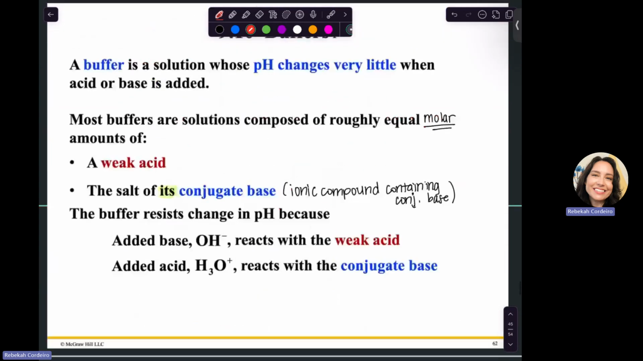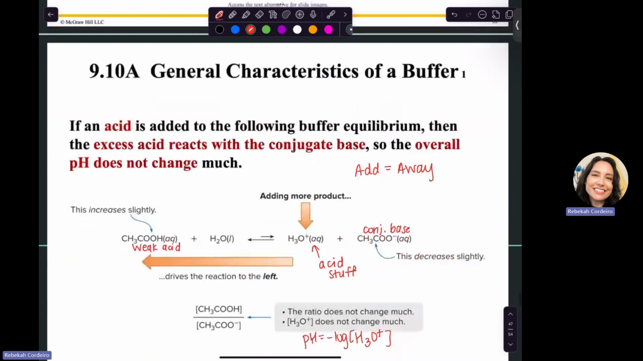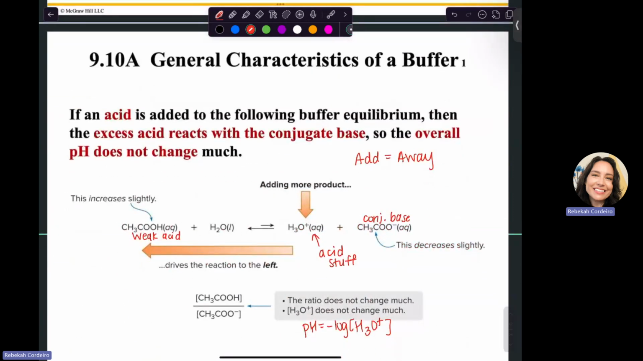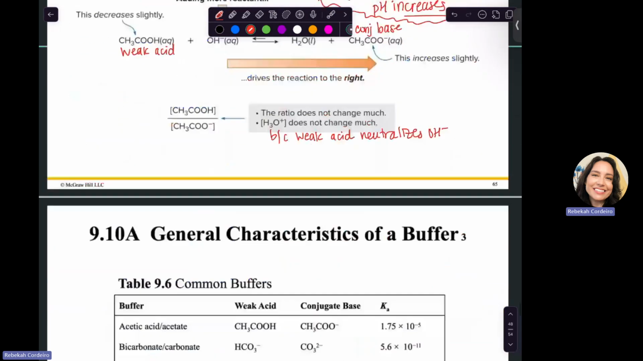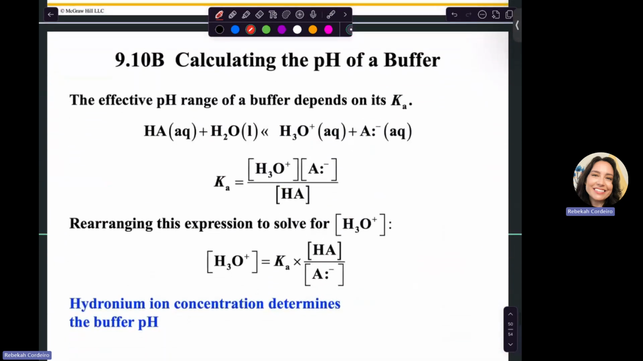So we come back up to the very beginning. Cannot be strong. If it's strong, it can't be a buffer because we don't have an equilibrium, and we got to have an equilibrium happening with both of these situations. So how do we calculate the pH of a buffer? You do not have to know this for lecture, but you will have to do this in lab.